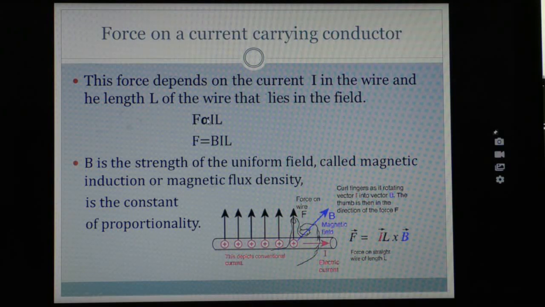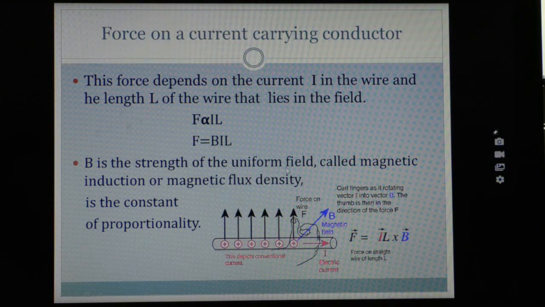We say F is directly proportional to I into L. This is not a relation. In order to convert it into a relation, we add a constant, that is B. Here B is the strength of the uniform magnetic field.